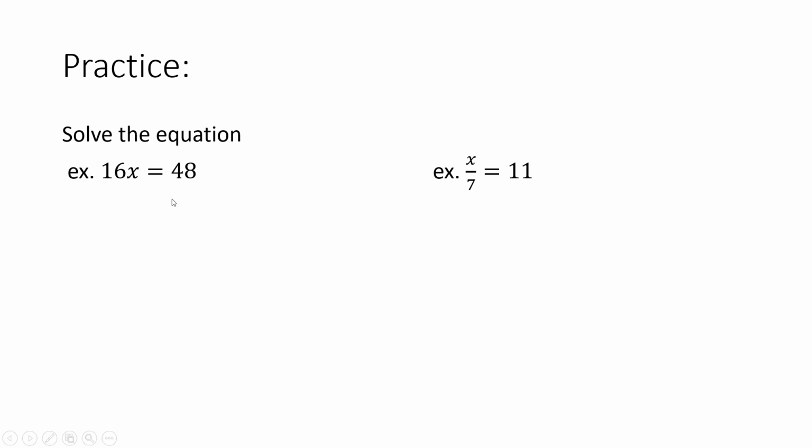Now let's try this together. We have 16x is equal to 48. Divide both sides by 16. Okay, this is how you should have done it. The 16 cancels out. You're left with x is equal to 48 over 16, or what is it? 3. Okay, so that is your answer.